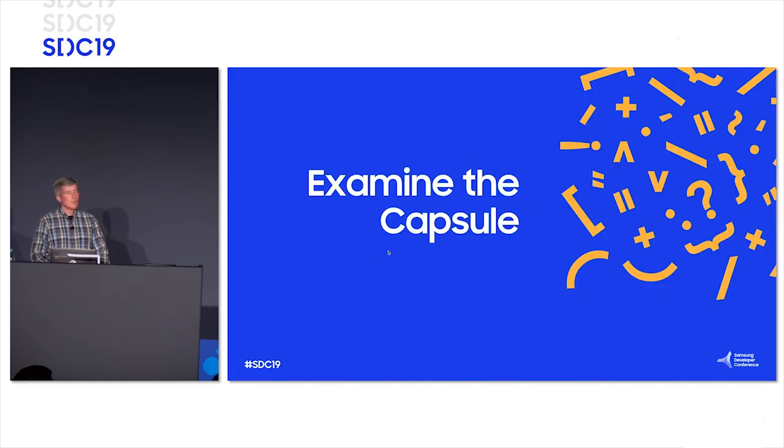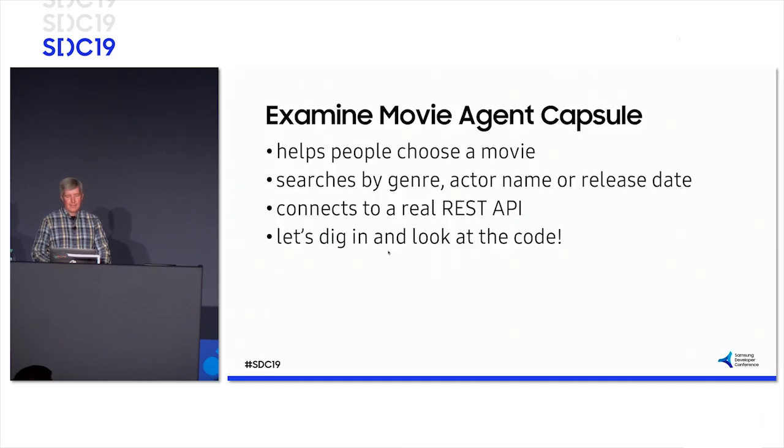All right, so we're going to talk a little about this capsule that we've been handed. It's called Movie Agent. It helps people choose a movie. It can take inputs of a person that's involved in making the movie, or a genre of the movie, or a release date time frame. Connects to a real REST API on the cloud called the movie database. So let's dig in and look at the code for this capsule.